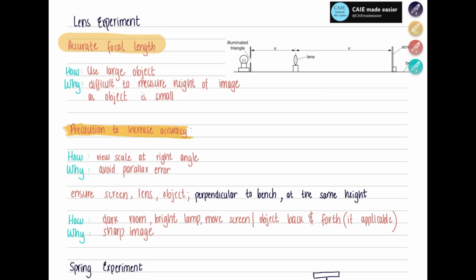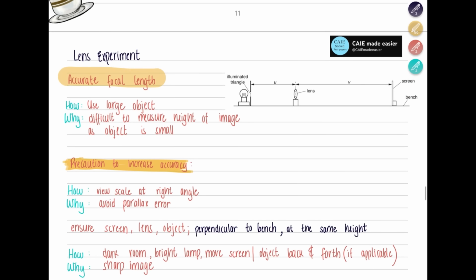But if we're talking about some general precautions to increase accuracy, make sure that when you have a ruler here, read the ruler at right angles to avoid parallax error. Another precaution is to make sure that the screen, lens and object are all perpendicular to the bench. On top of that, all of them should also be at the same height. If they're not at the same height, this could cause some problems.